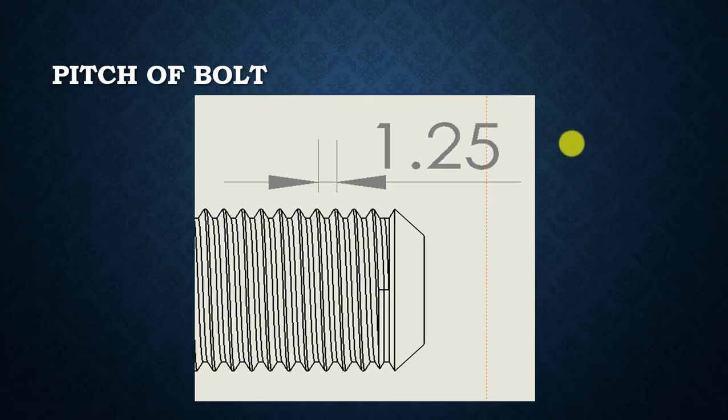The next is pitch of bolt. Pitch of the bolt is the distance between two adjacent crests or troughs, and we can say that the distance between two threads is called pitch. According to the size we are discussing, our pitch was 1.25, and we can see 1.25 millimeter pitch in this diagram.